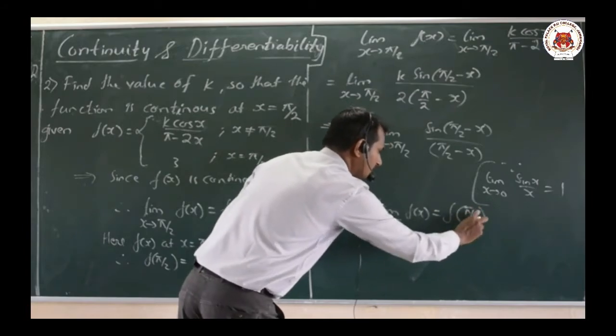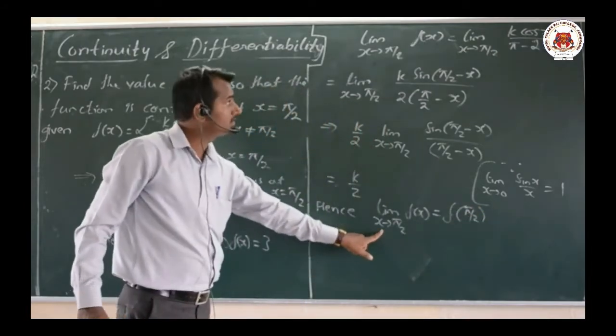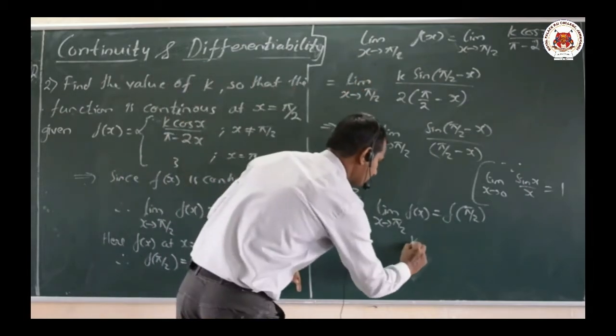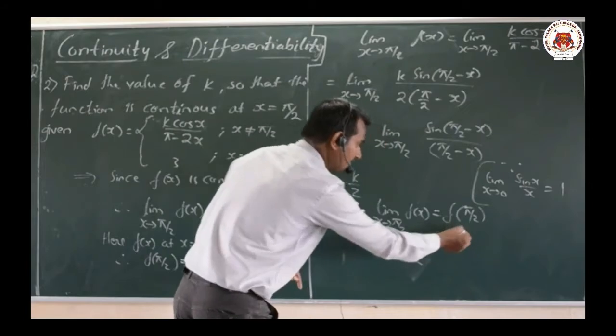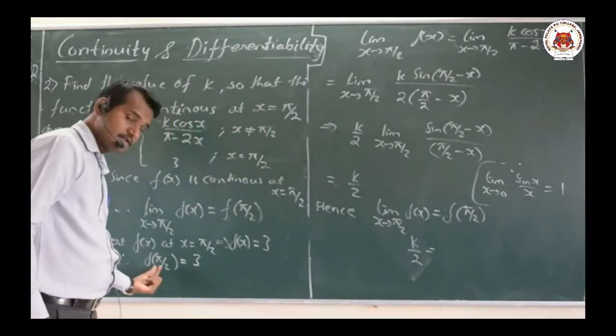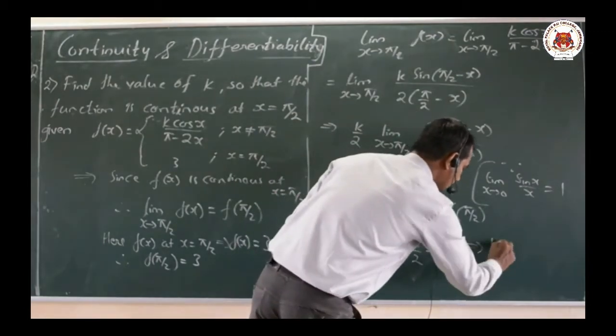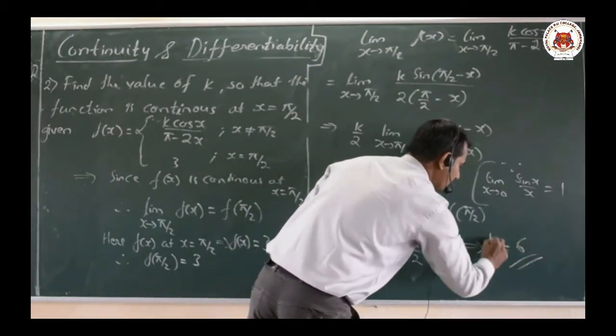Now what is this function value? Limit as x tends to pi by 2, f of x value is k by 2 here, and f of pi by 2 value we already saw is 3. That implies k equals 3 into 2, that is, the value is 6.